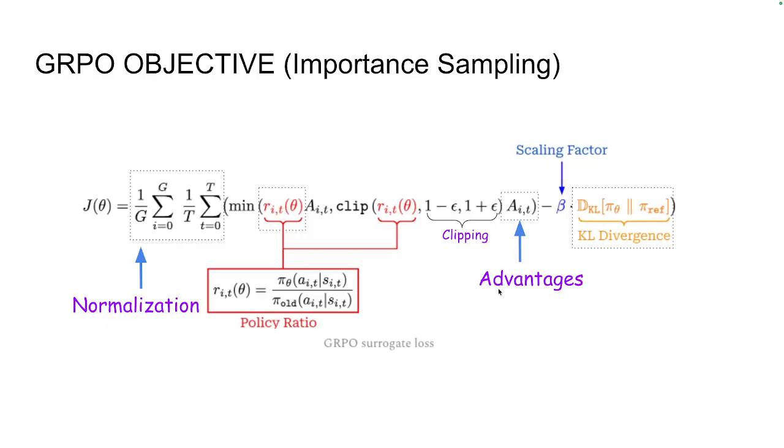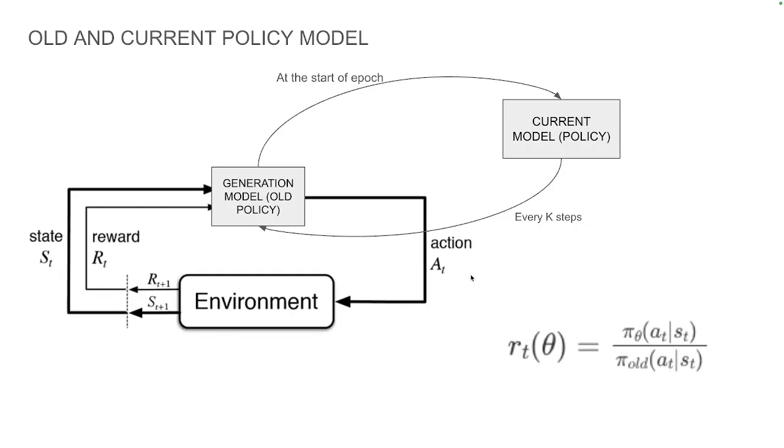Okay, now let's discuss the next ingredient in the GRPO objective, called the policy ratio or importance sampling. So going back to our traditional RL setup, you have an agent which takes an action, goes to the environment, and gives a state and reward. So we have to keep two kinds of models. One is the generation model, which is generating these trajectories, and one is the trainer model or current policy model, which is updating these gradients.